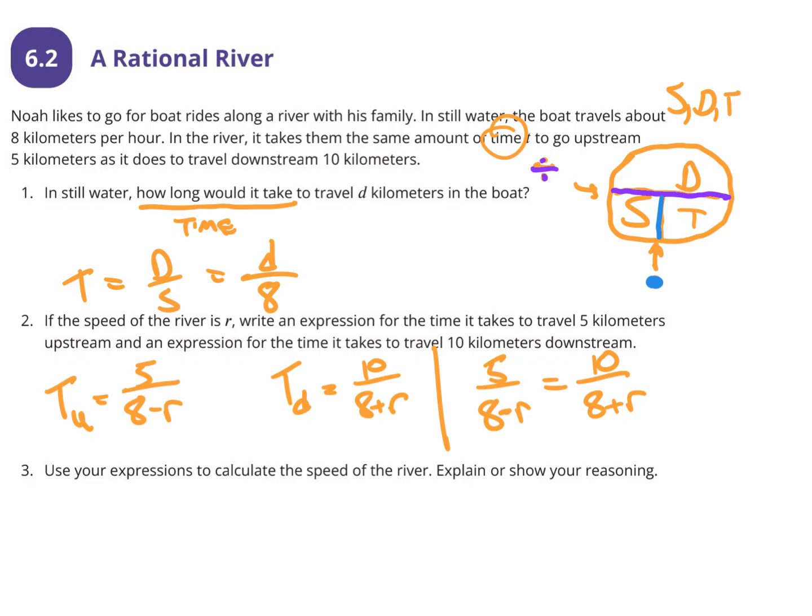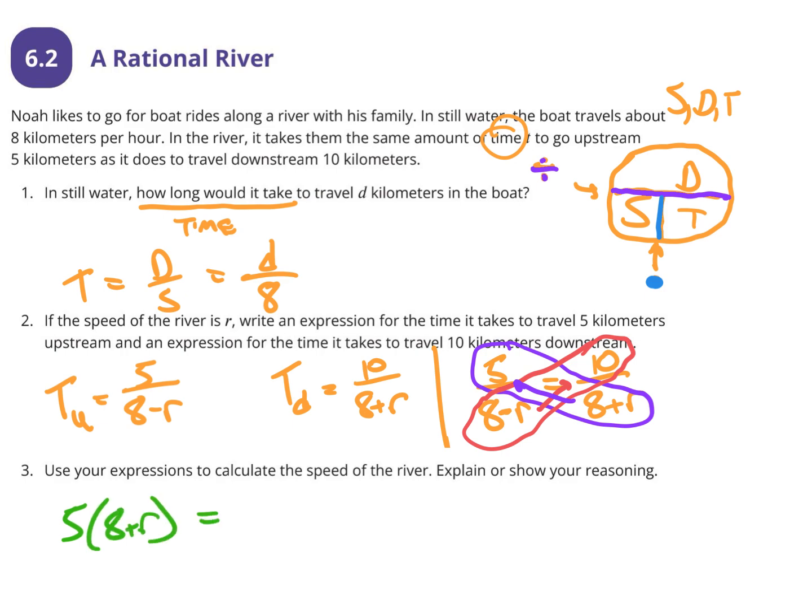And then we solve this by cross multiplying or using the butterfly method. So we're going to cross multiply, or the butterfly, which is the same thing. Basically, you're multiplying here, you're multiplying there. So what we in essence have is 5 times 8 plus r equals 10 times 8 minus r. And then we solve from there. We're going to solve this on the next page.